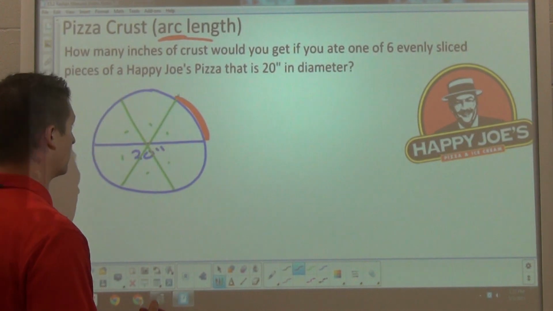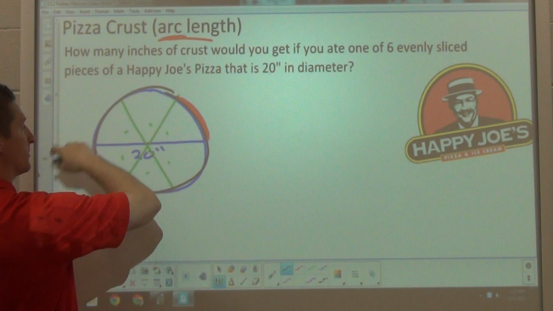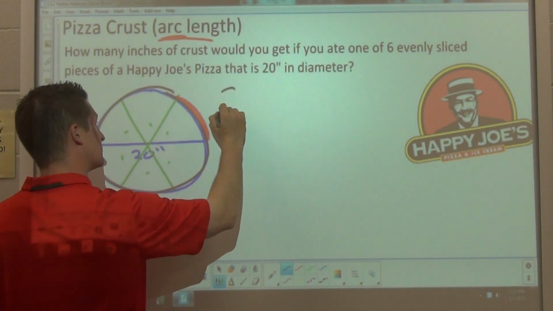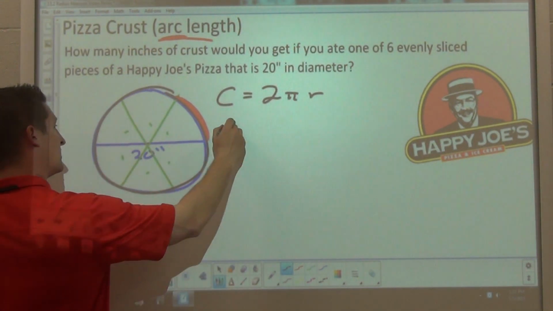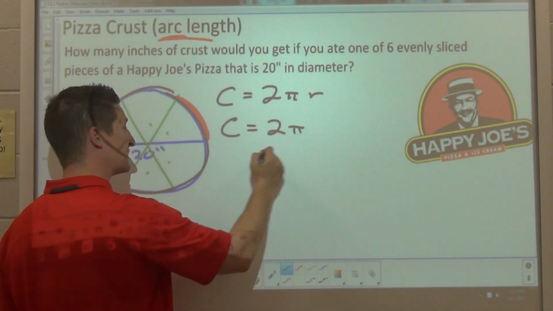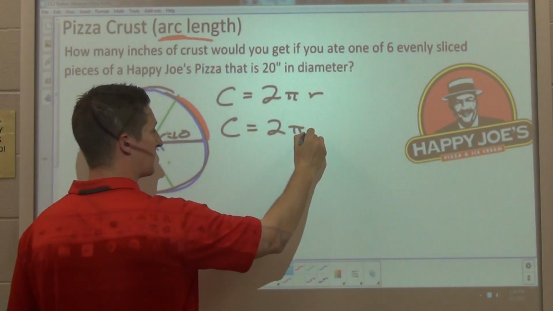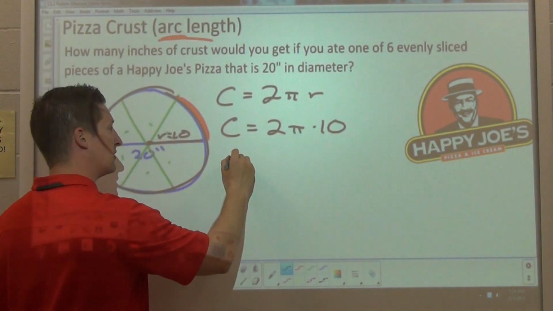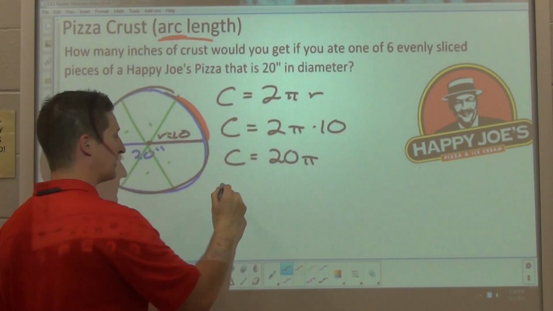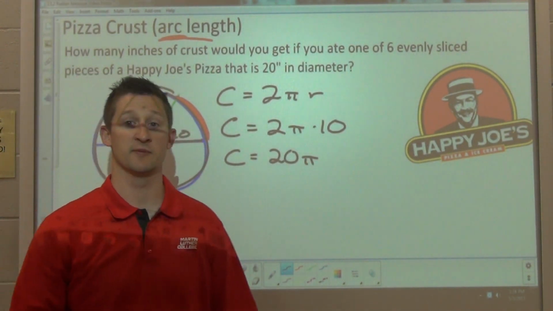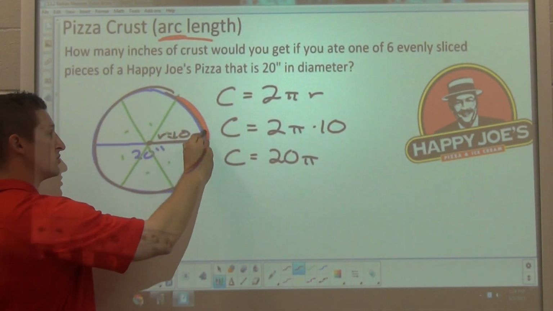One way would be to think about what is the circumference of the pizza as a whole. If I went all the way around that pizza, the circumference is equal to 2 pi r, where r is the radius. In this case, I've got a radius of 10 because my diameter was 20. So 2 pi times 10 is going to be 20 pi. That'd be for the entire circumference. I'm not going to eat all the crust in the whole pizza. I just want to know how much I have in just one piece.